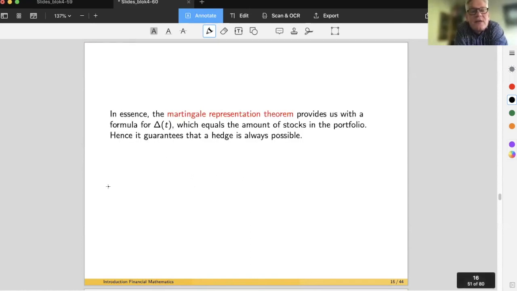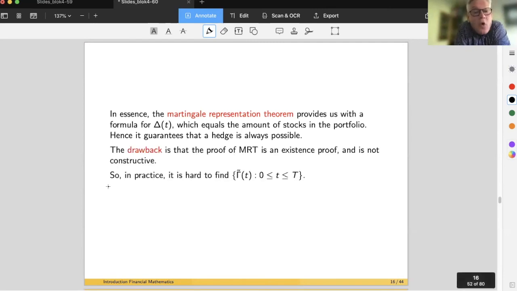So in essence, the Martingale representation theorem provides us with a formula for delta(t), which is the amount of stocks in the portfolio. So it guarantees, in fact, that a hedge is always possible, and that there is a formula for delta(t). The drawback is that the proof of the Martingale representation theorem is an existence proof, and it's not constructive. So it's not so easy to say which particular function this gamma tilde is. So in practice, it's not trivial to find that gamma tilde(t) process, but we will see later how we handle that. That's it for now. Thank you for your attention.